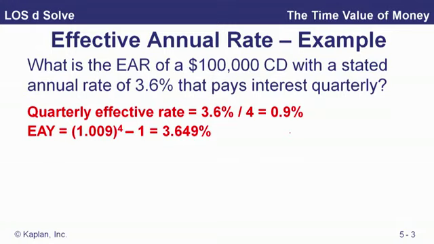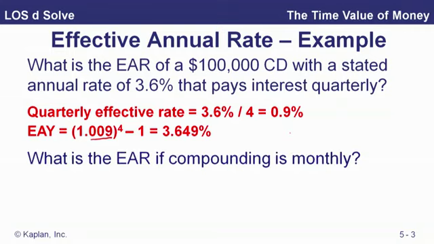So we've got 0.9% each quarter, 1.009. There we've added the decimal equivalent of 0.9% to 1. And we square it twice or take it to the 4th power minus 1. And we see the effective annual rate on that is 3.649%.